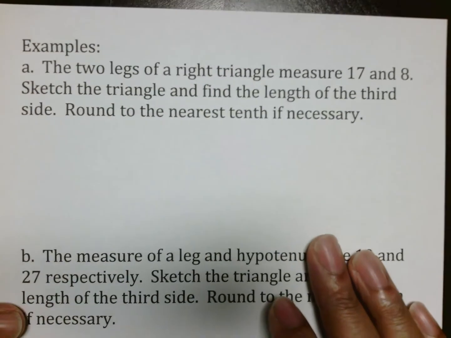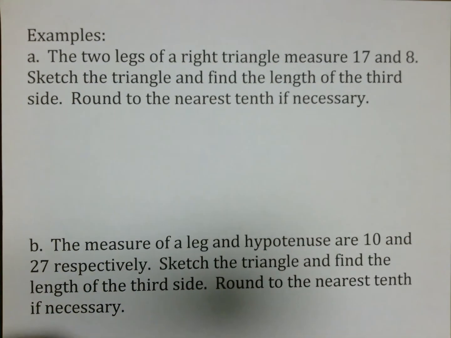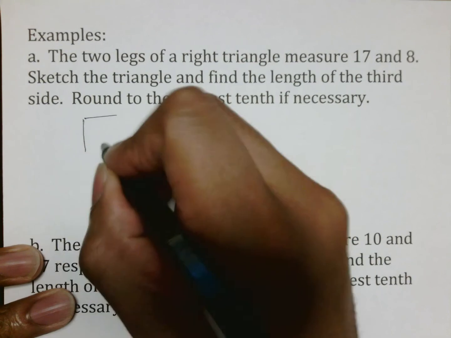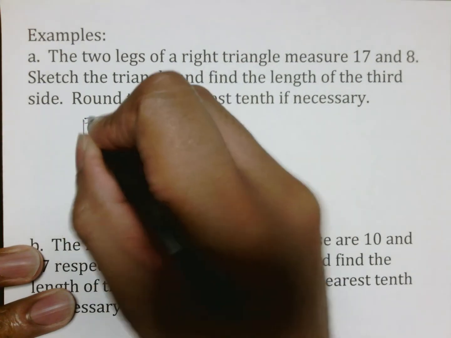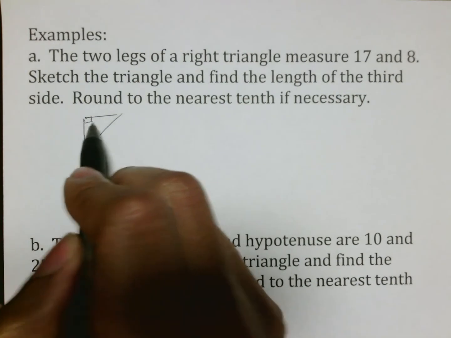And again, remember, the best way to learn math is through trial and error. So let's get some of these mistakes out of the way and get you some practice. Two legs of a right triangle measure 17 and 8. Sketch the triangle. Find the length of the third side. Round to the nearest tenth if necessary. It does not matter how you sketch your triangle, as long as you have a definite right angle in it. Even if it doesn't look like a right angle, as long as you put that mark there, you're good to go.